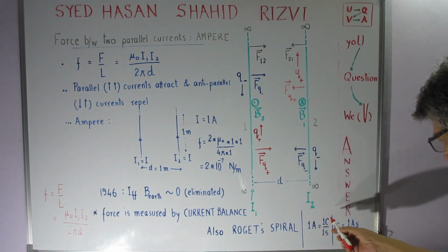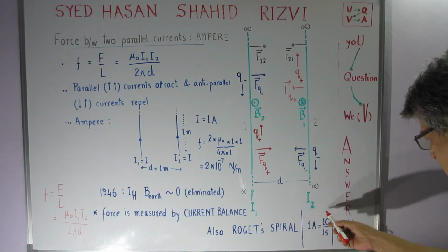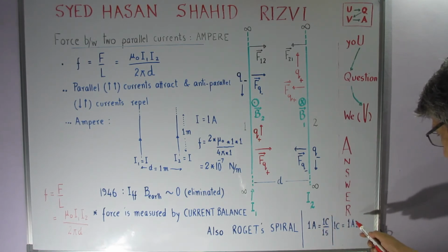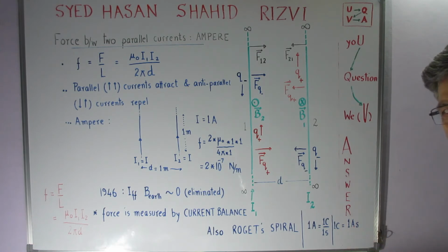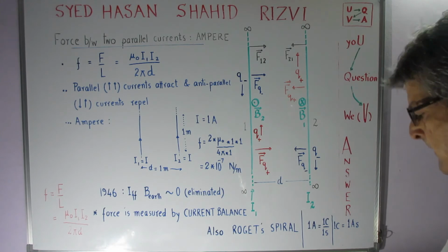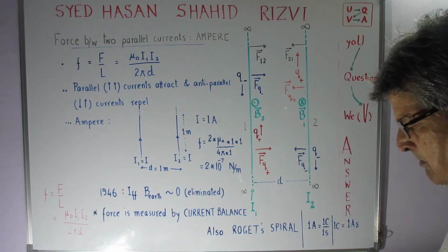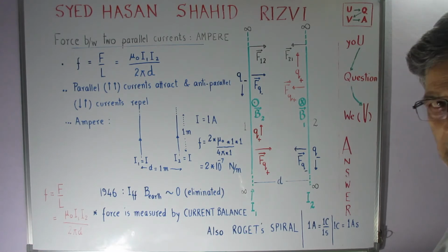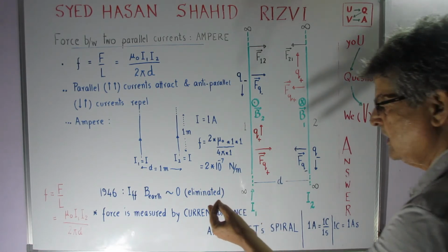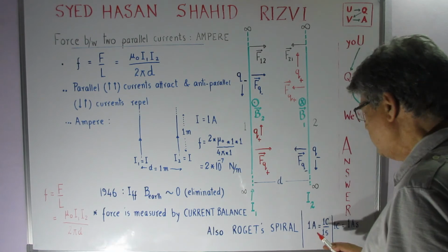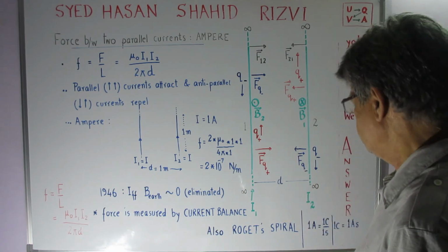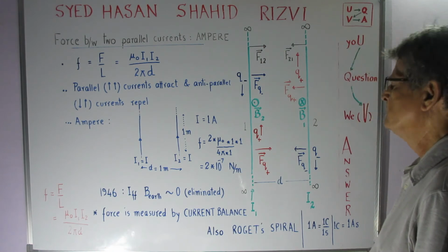So 1 ampere turned out to be 1 coulomb per second, or 1 coulomb was now defined because ampere became one of the 7 fundamental units. Length, mass, time, temperature, and now ampere, and other units will come when we teach other things. Okay, that is the way.